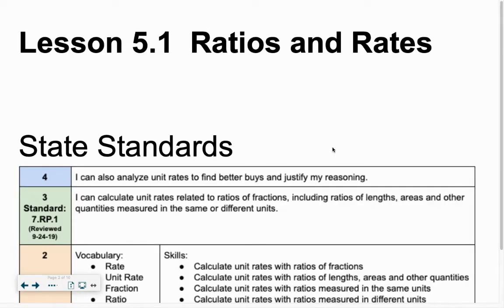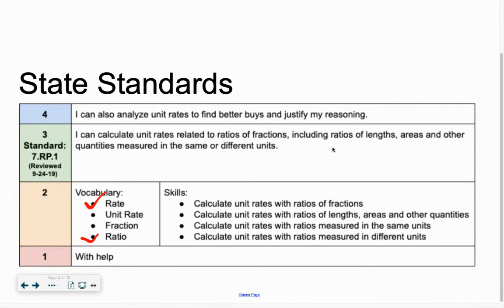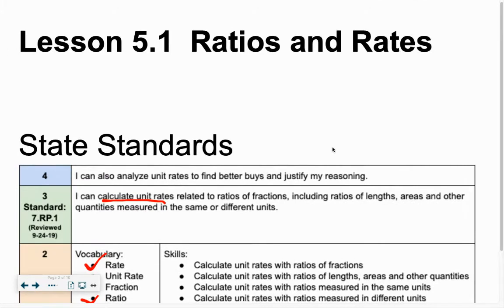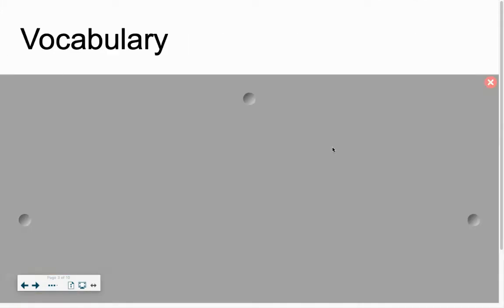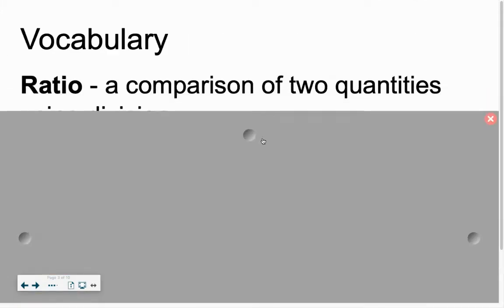Chapter 5, Lesson 1, Ratios and Rates. You can see ratios and rates as part of our vocab down here. We're going to talk about them, as well as calculating unit rates. We're going to talk a lot about rates and ratios in this chapter, especially with this first lesson. When we talk about our vocab, we're going to have a few words.